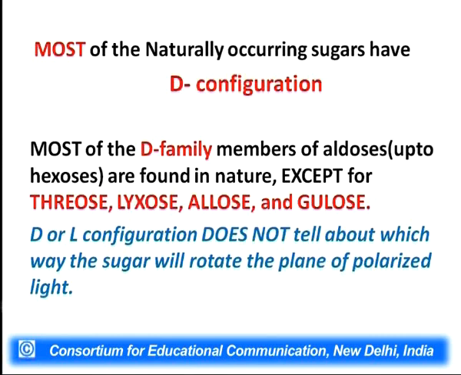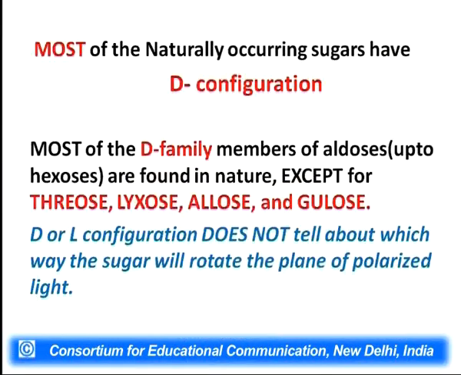Another thing that you have to keep in mind is that when we talk of a capital D or capital L, we are referring to configuration. That is the position of the OH on the highest numbered asymmetric carbon, whether it is on the right hand side or on the left hand side when compared to glyceraldehyde. It does not tell us the way the sugar will rotate the plane of polarized light. So what you have to remember is capital D and capital L refer to the configuration.